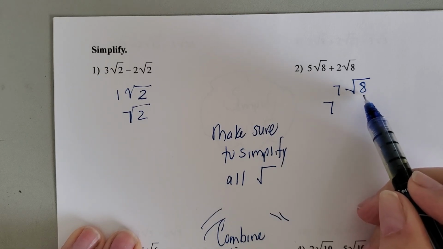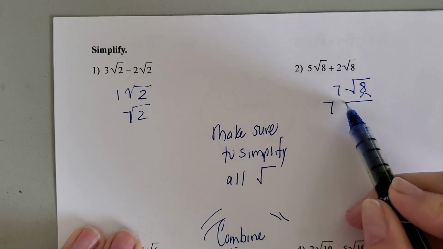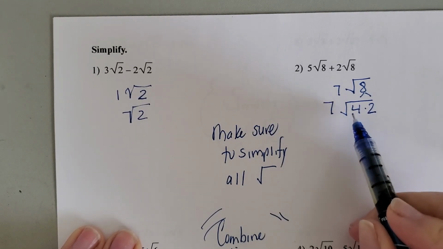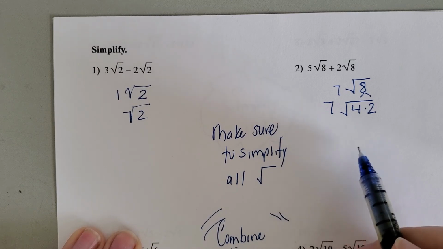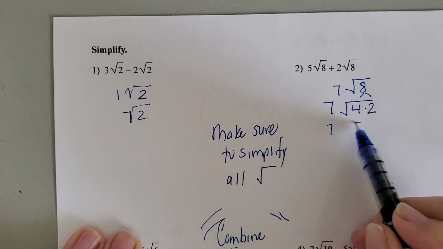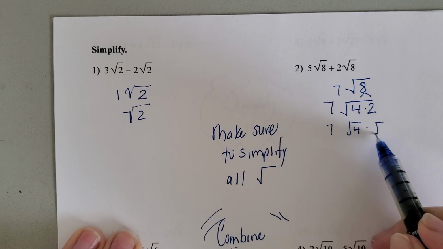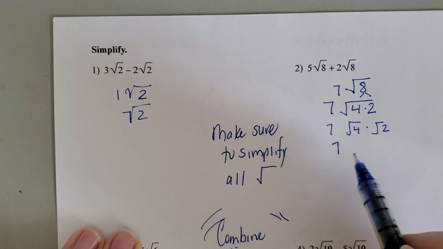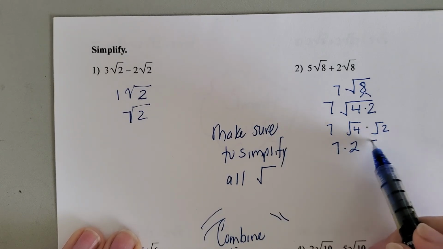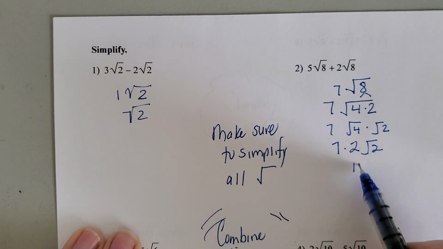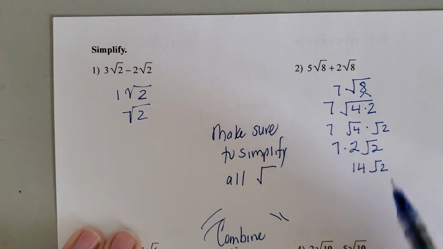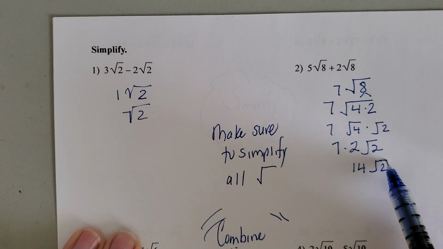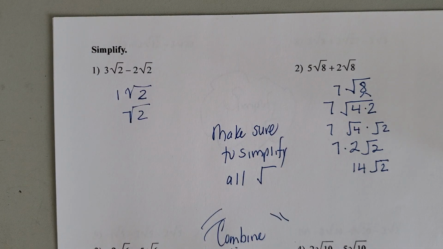I can factor 8 to radical 4 times radical 2. Again, I want to start with a perfect square, which is 4. And then I can break this up. Square root of 4, square root of 2. And then simplify. Square root of 4 is 2. Square root of 2 we can't do. So we have 14 radical 2. Okay? We always have to make sure that what's in the radical sign is as simplified as can be.